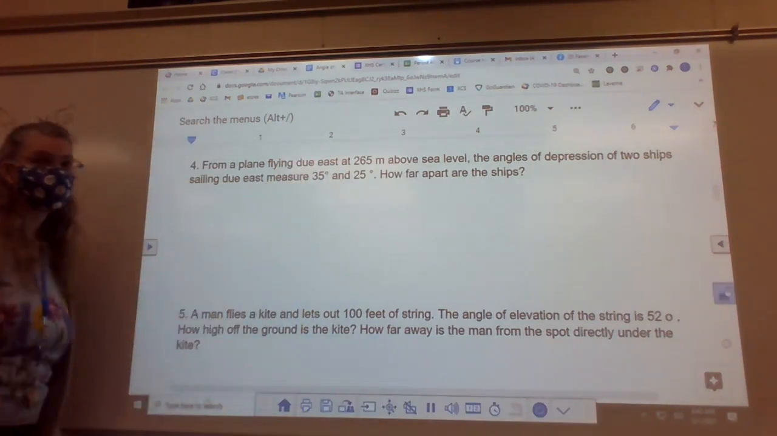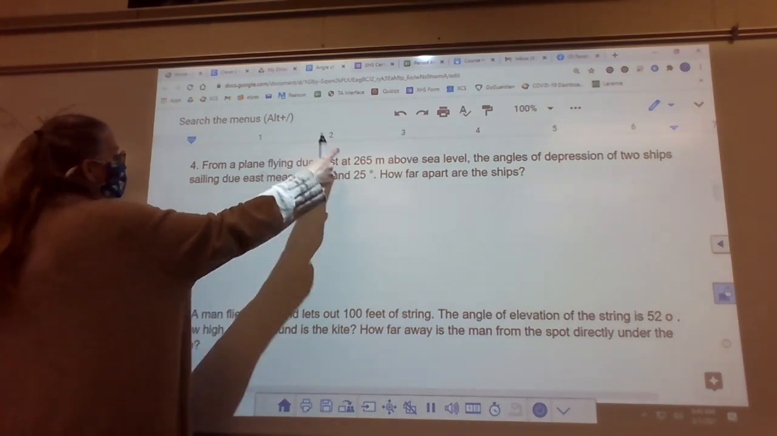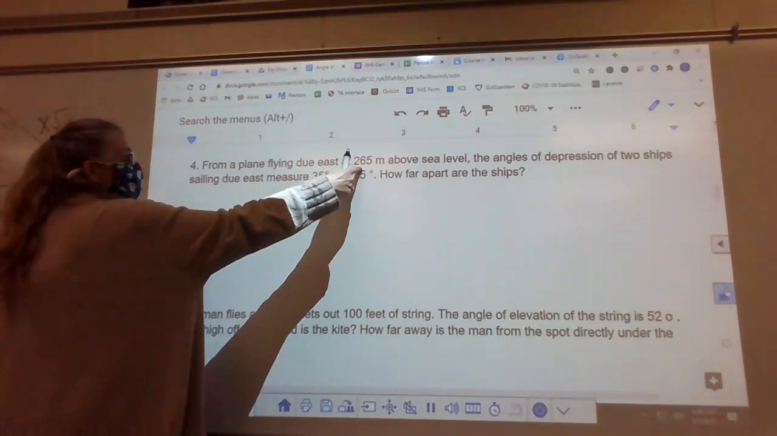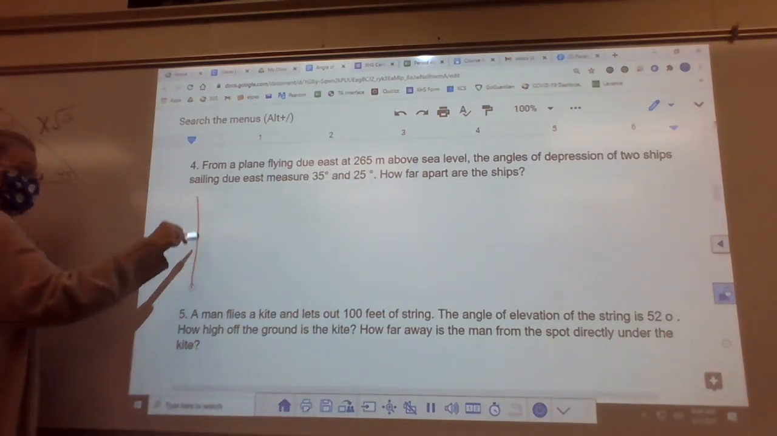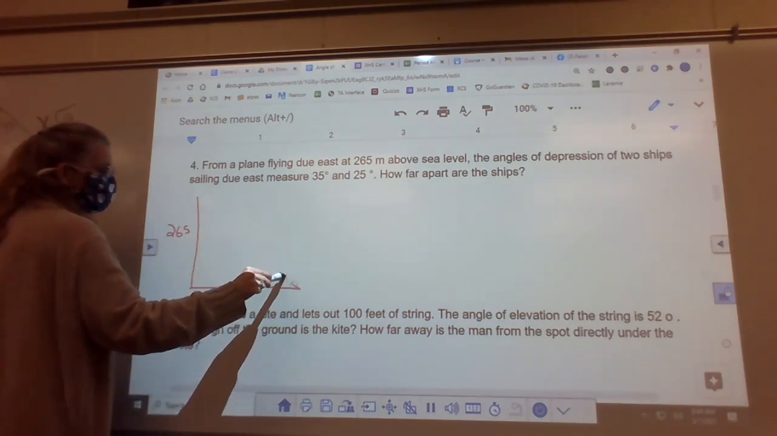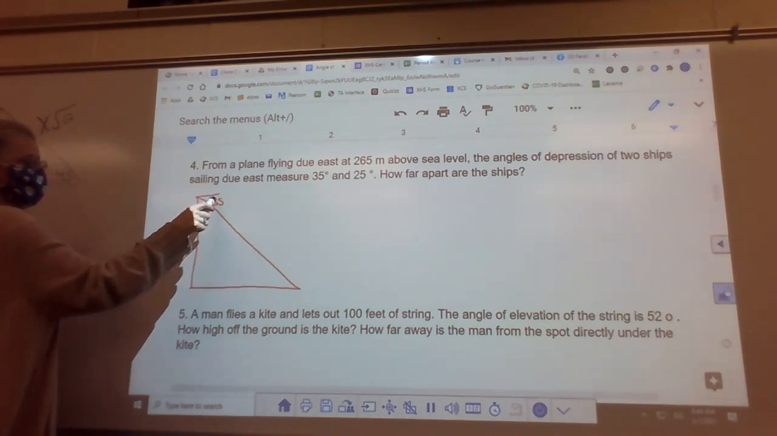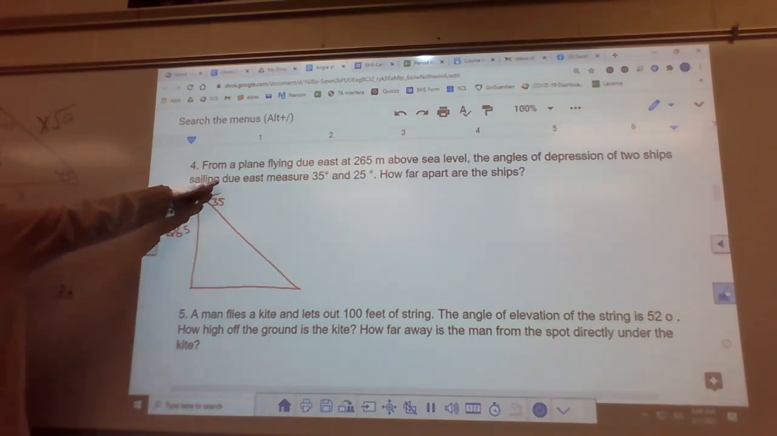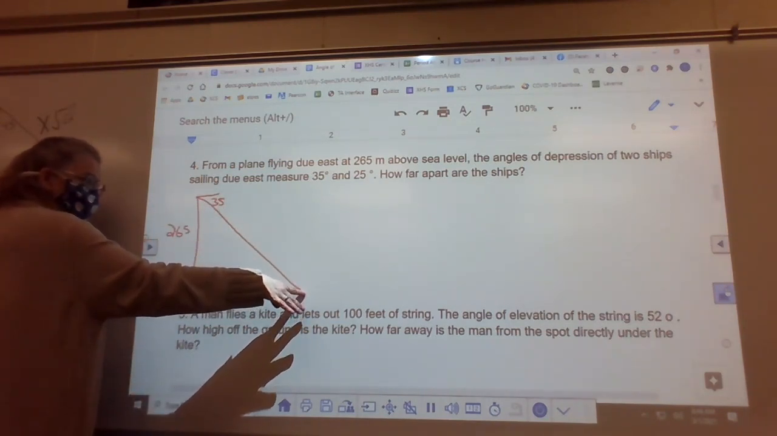So basically, I've got 2 problems here. I've got one problem using the 35 and another problem using the 25. Both of them use 265. So my height, the plane is 265 up. Well, this one's a lot like number 1, because I'm going to figure out this triangle. But the 35 is actually outside the triangle, because the plane's looking down at a boat that's going to be sitting out here at a ship.